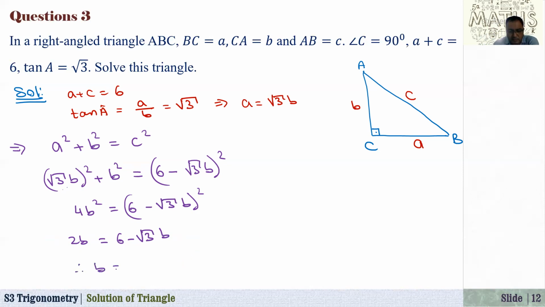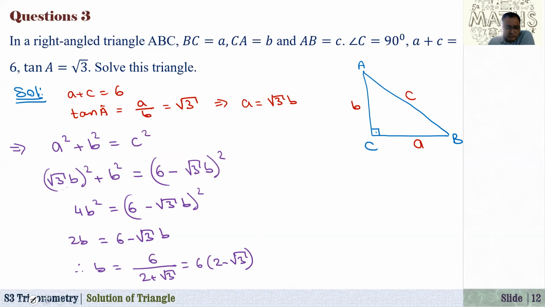B is equal to, take to the left-hand side, 6 over 2 plus square root of 3. Or if you just multiply numerator and denominator by 2 minus square root of 3, at that time here we have 6 times 2 minus square root of 3. Okay, that's B.